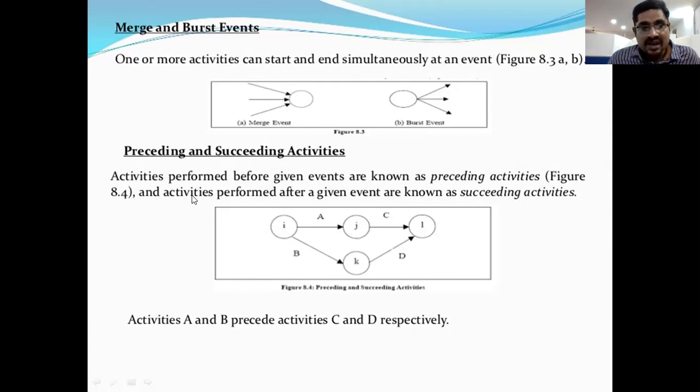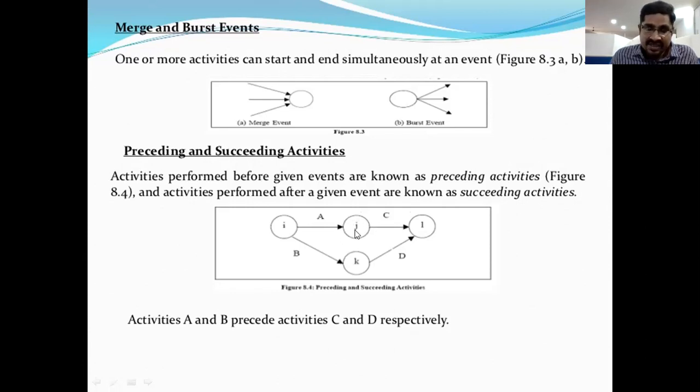And then look at here, an activity performed after a given event is known as the succeeding activity. So here, L is the succeeding activity. After completion of J activity, it leads to completion of L activity. So this is called the succeeding activity, right?